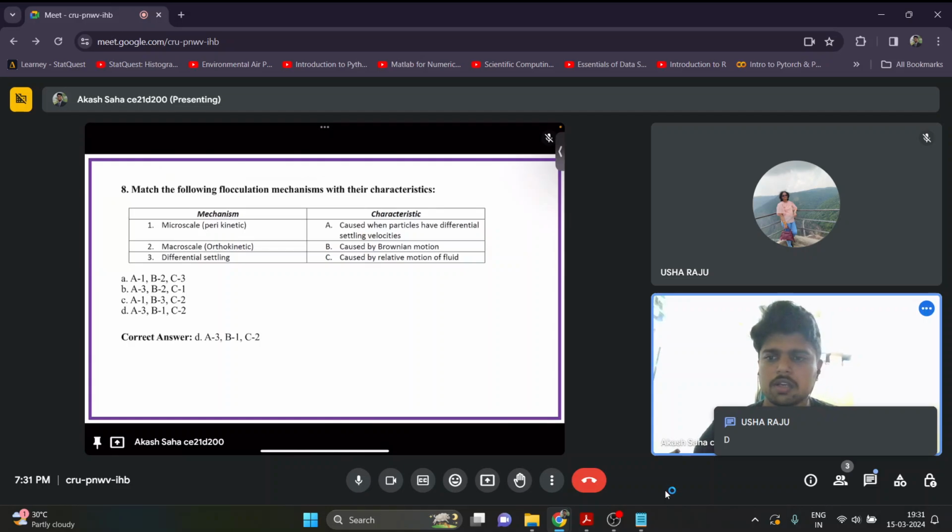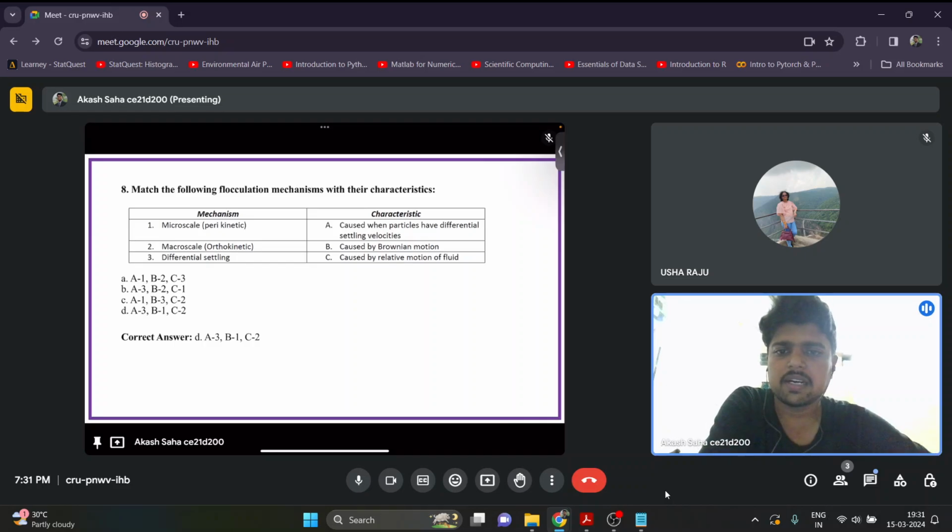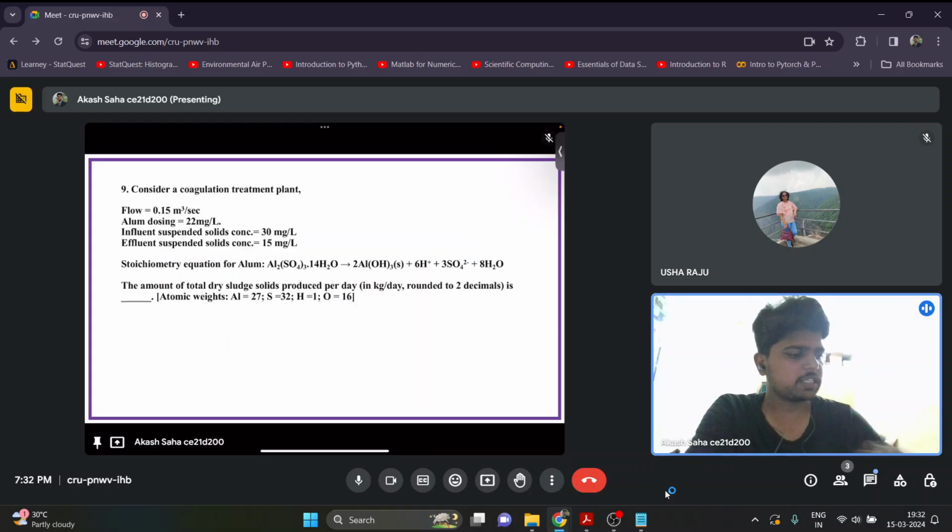Option D. Okay, we'll see. Yeah, option D is correct, because for microscale or perikinetic, it will be depending on the Brownian motion, depending on the thermal energy. For macro scale, the particle size is much larger, so it will be depending on the relative motion of the fluid. And the third one, differential settling, is due to the differential velocities. So directly we can say option D is correct. So we'll move to the next problem.